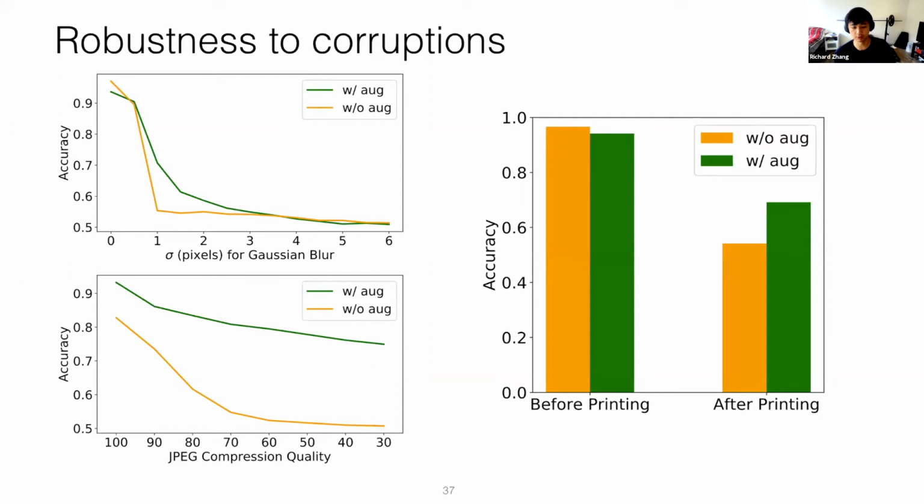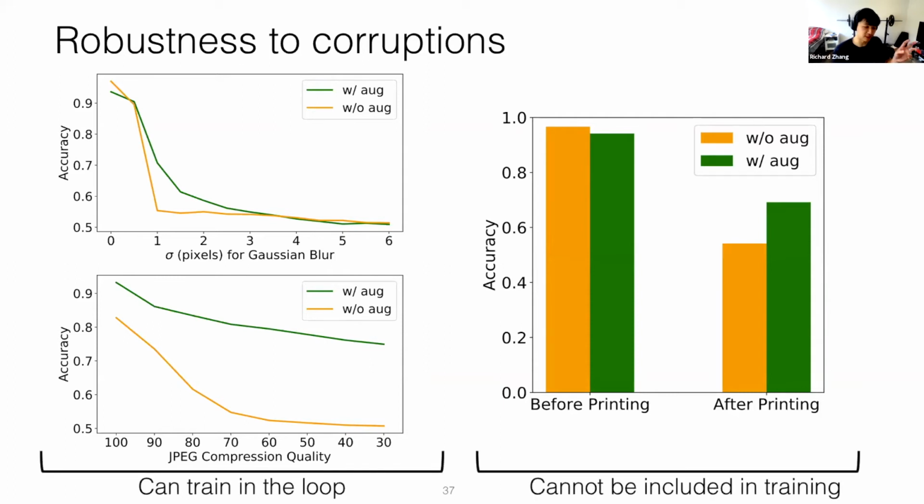whereas the green, which is trained with augmentation, is more robust. And I think this is interesting because the perturbations on the left, like blurring and JPEG, it's easy to train with those in the loop. And really, we should all be doing that. It's just a PyTorch function. It's so easy now. But the perturbation on the right, you cannot train with, right? I'm not going to be sitting there printing images and rescanning them. It's really hard to simulate as well.